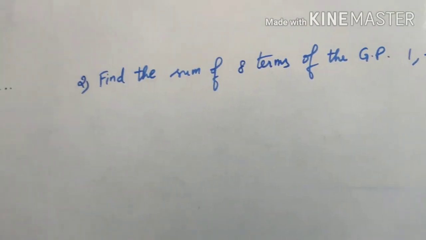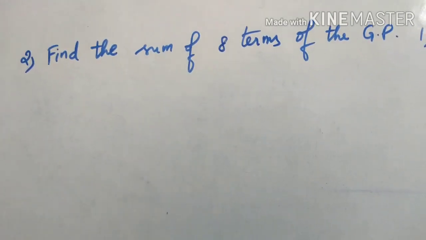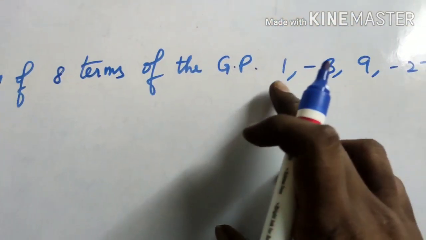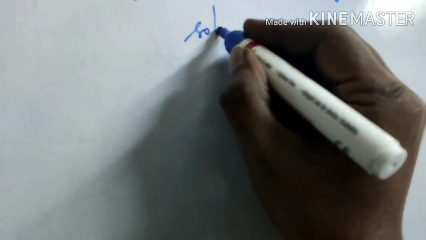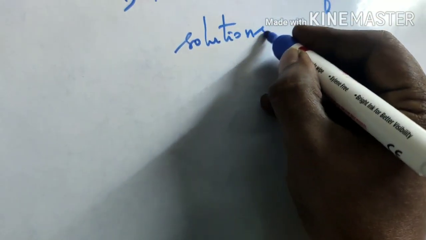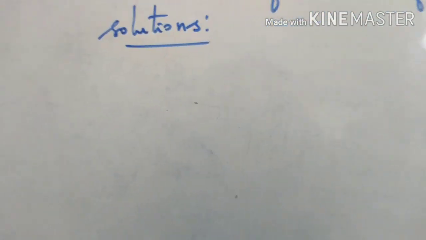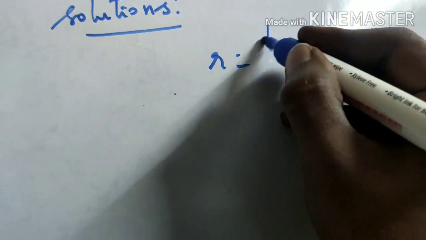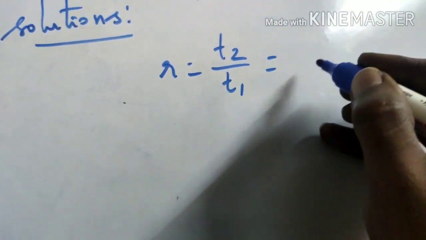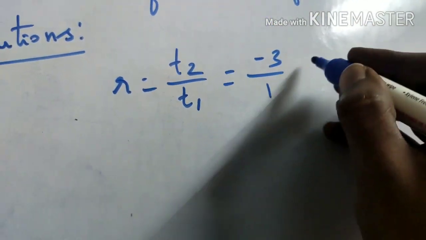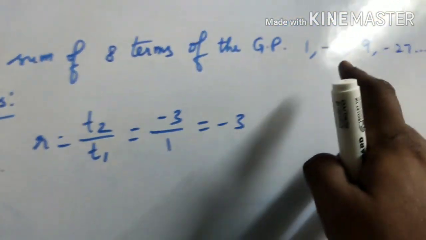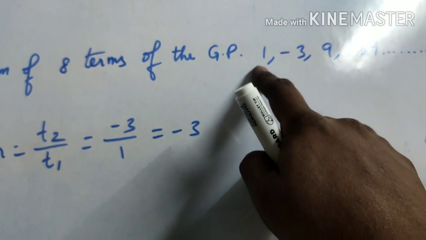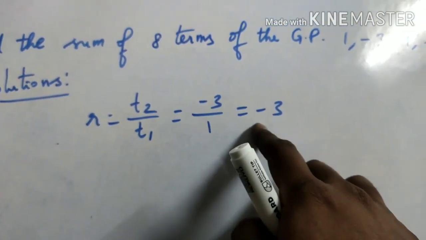Next, we will see another sum. See here, find the sum of 8 terms of the GP 1, minus 3, 9, minus 27, and so on. To find the sum of the terms in a GP, we have to find R first. So R equal to T2 by T1, T2 is minus 3 and T1 is 1, so minus 3 by 1 equal to minus 3.